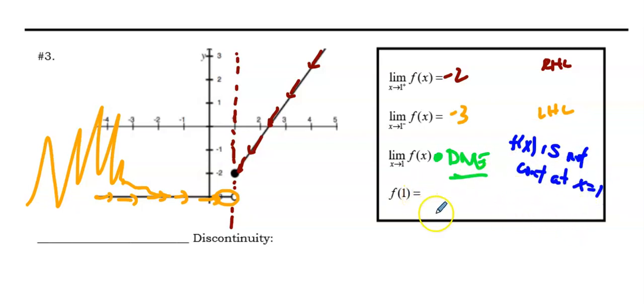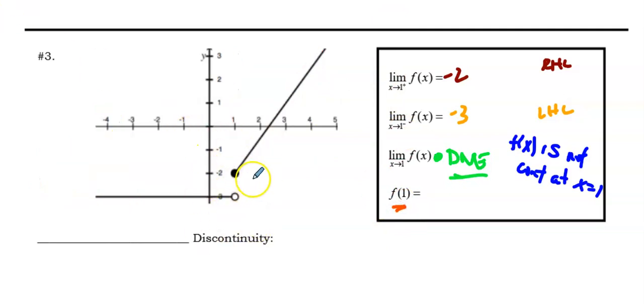But we want a little bit more than that. So we also want to know what f of 1 is. This is going to tell us whether it's open or closed. It was getting a little crazy over here, so I had to erase all that stuff. So this is talking about where it's defined. So f of 1 is defined actually where it's solid. It's a closed-end dot, so this is going to be equal to -2.